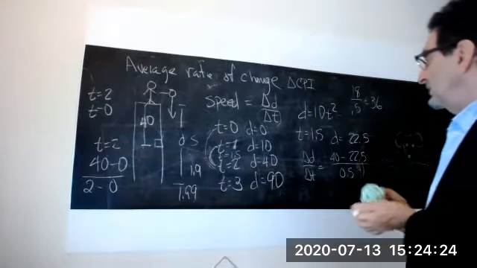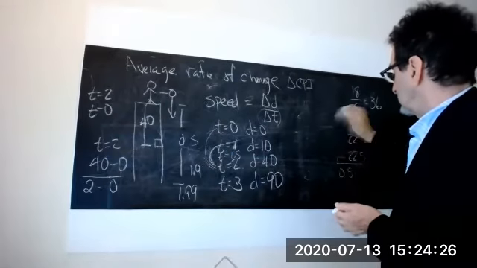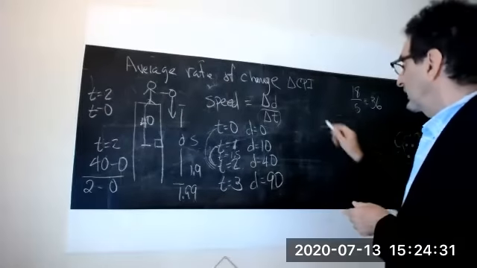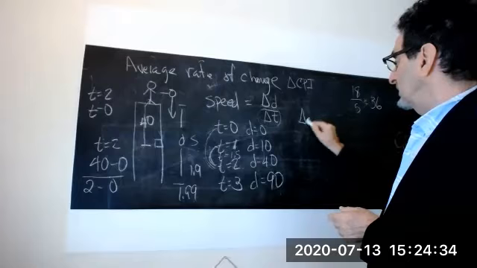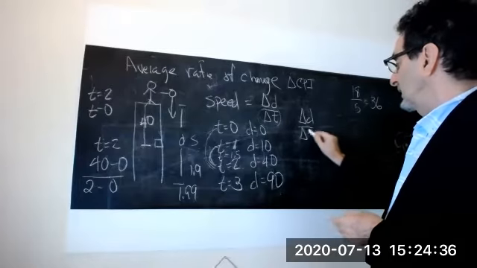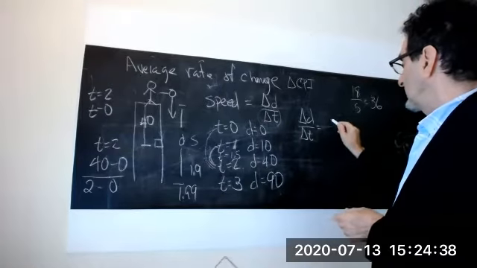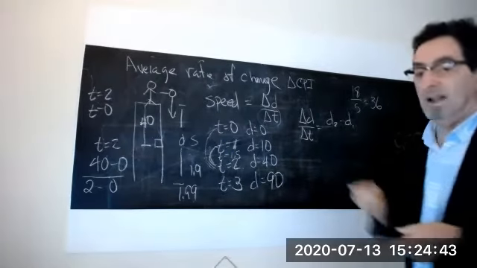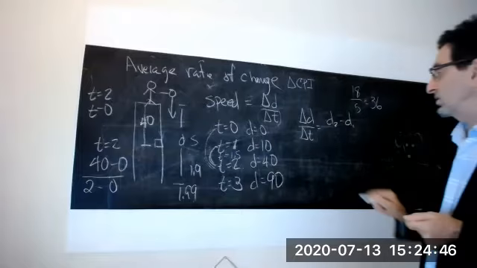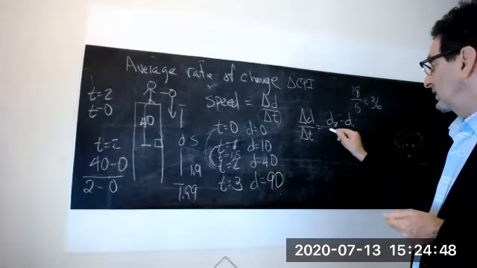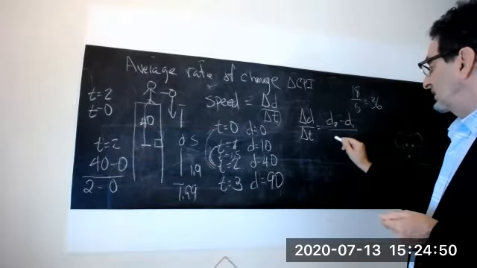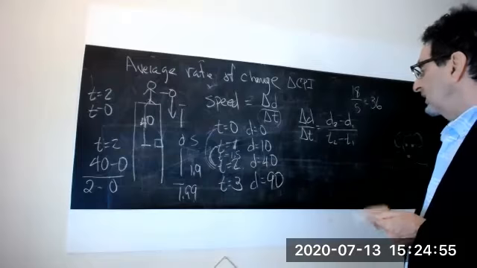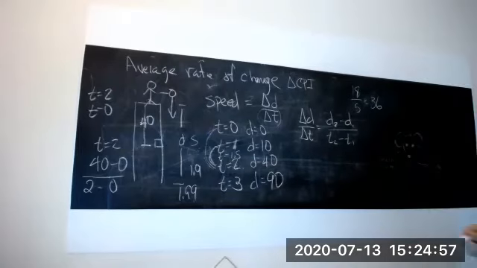So what did we do when we did these calculations? We took delta d over delta t. That was d2 minus d1, where the beginning position was d1 and the end position was d2. And then delta t, which was t2 minus t1. So that's what we've been calculating each time.